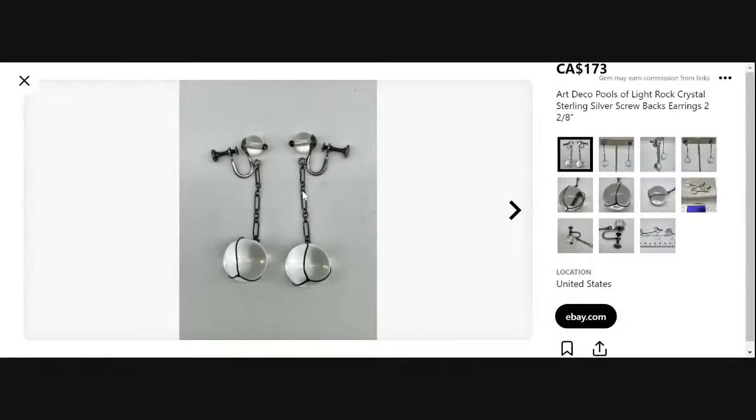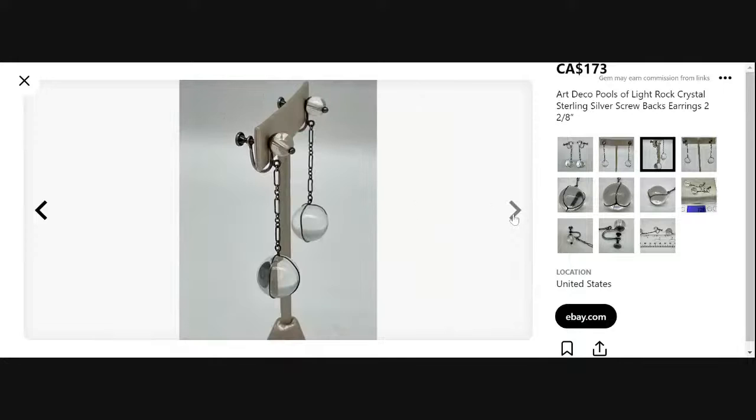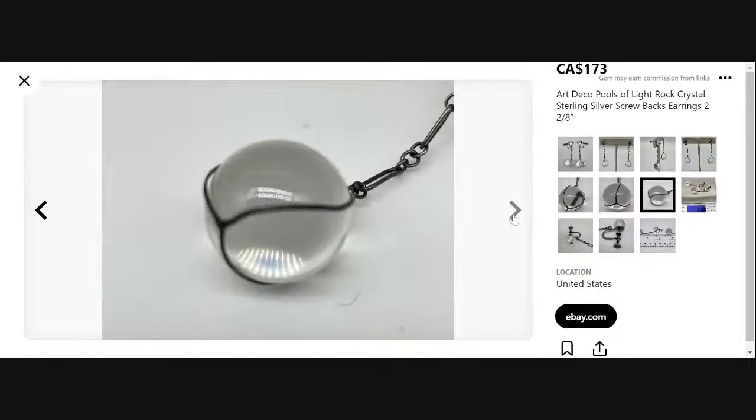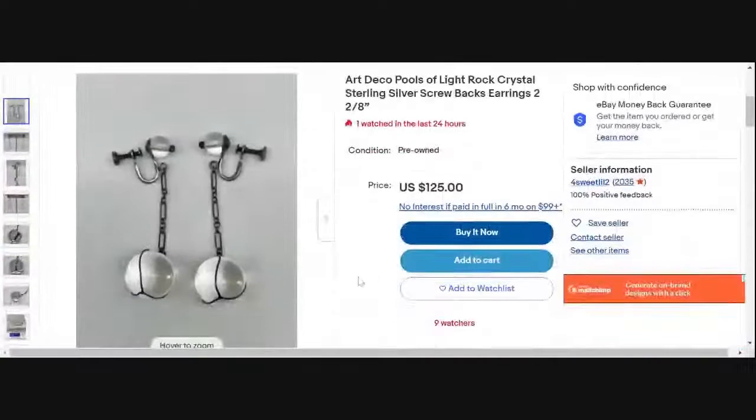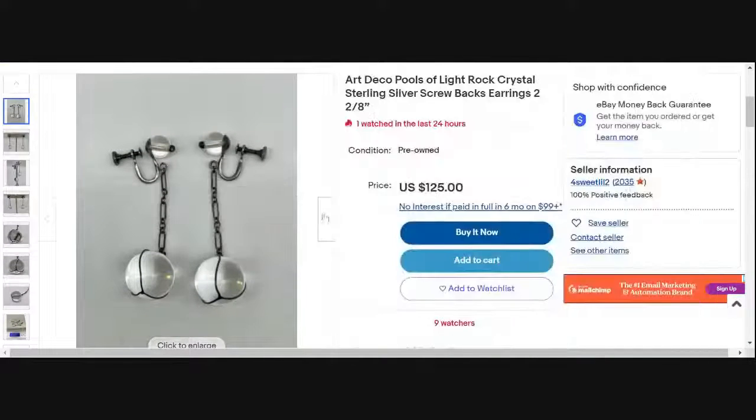But I am going to click on this because this is what they're calling Art Deco Pools of Light Rock Crystal Sterling Silver Screwback Earrings, 2 2/8 inches. And the drops do look correct for some wire caged earrings. So let's go take a look at these on eBay. They are 173 Canadian dollars, which I'm going to tell you once we land on eBay what that amounts to in terms of US dollars. 125 USD, and they have a buy it now option in case you don't want to wait. Looks like there's a few watchers.